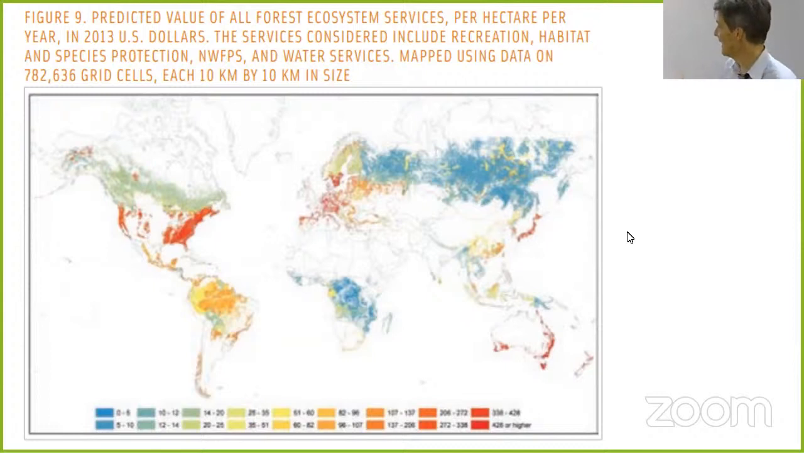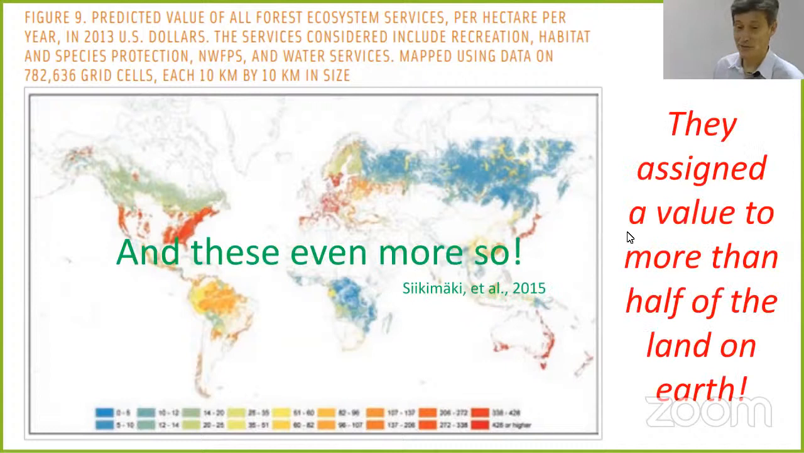This is rather amazing. You can't see it here, and because of the Mercator projection, it makes the high latitude areas look bigger, but they have actually colored in more than half of the terrestrial surface of the Earth and said, the blue is getting $25 a hectare for ecosystem service values, and the red's getting $250 and so forth. Again, given the state of the science, I think that's really, really speculative.